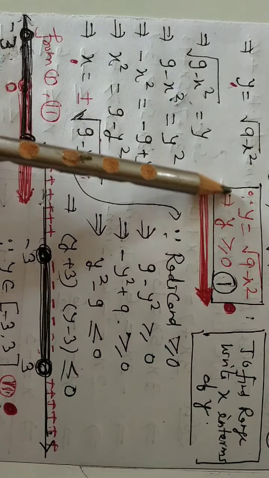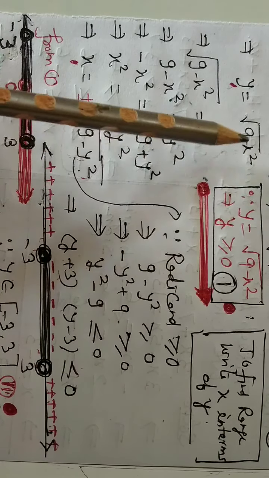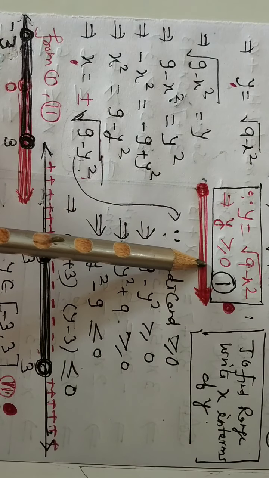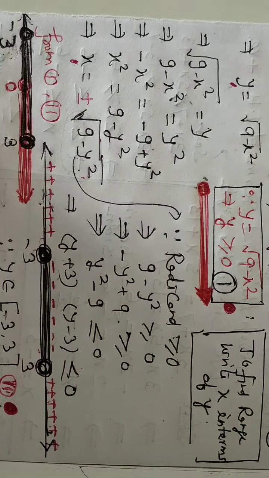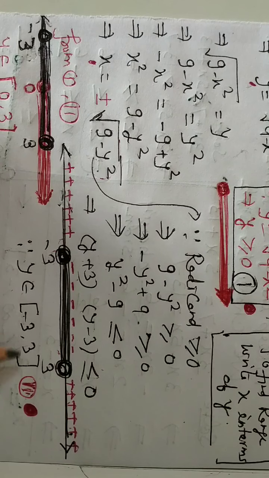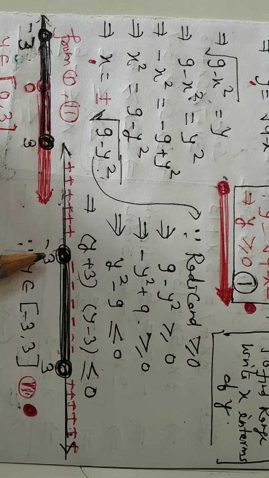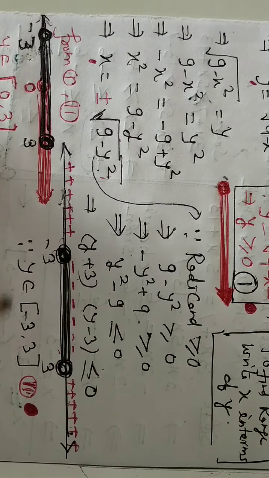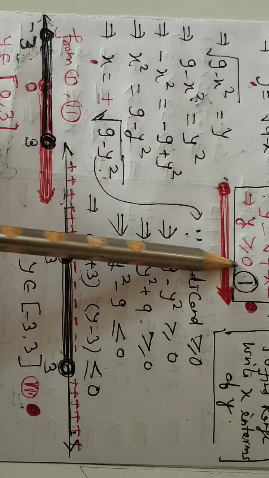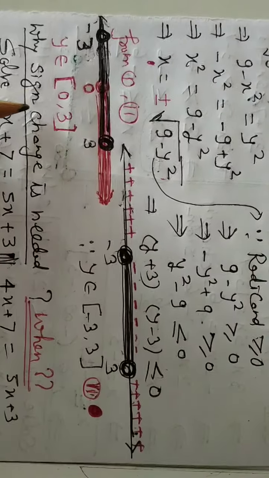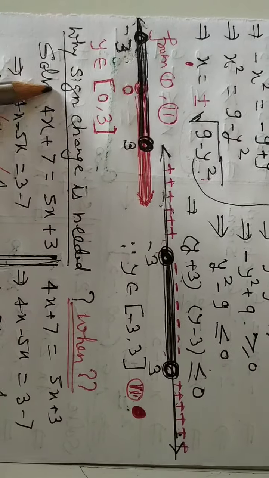But remember that you have to consider this one also. According to 1, y is more than or equal to 0. And here y is from minus 3 to 3. So you have to consider both 1 and 2. So from 1 and 2, y belongs to 0 to 3.